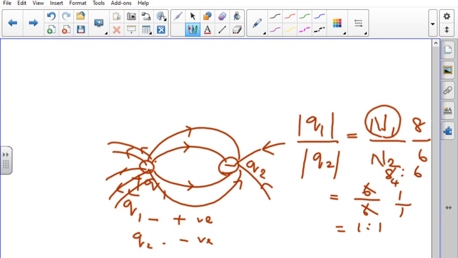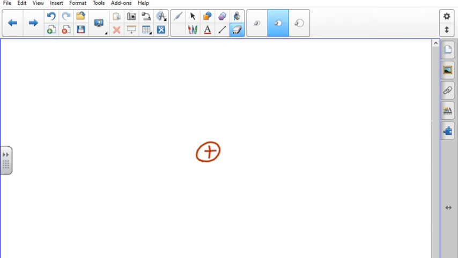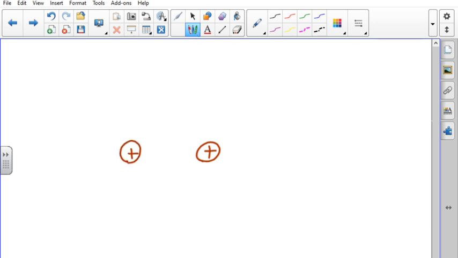8:6, that is 4:3. Okay, this is for your understanding. And you are also given another charge configuration. Now in your book, page number 21, you may follow, this is the charge configuration of like charges. So far we studied the unlike charges, positive and negative charges. Now you may find a different pattern of electric field lines, but here both are positive charges.